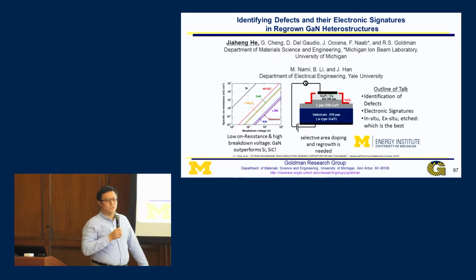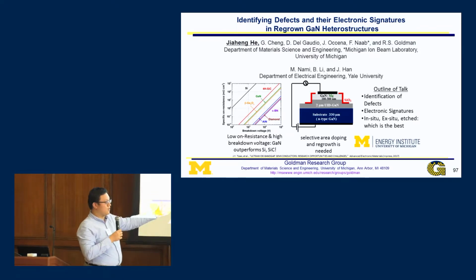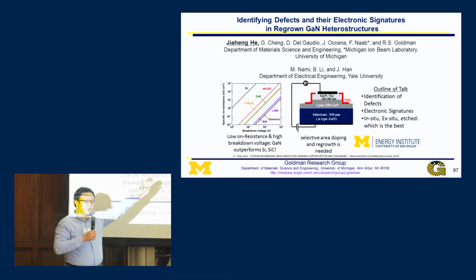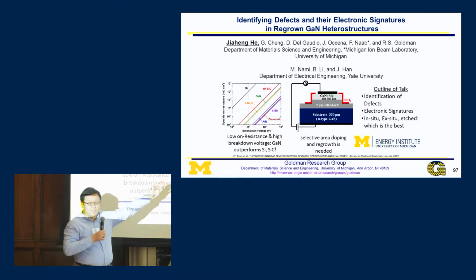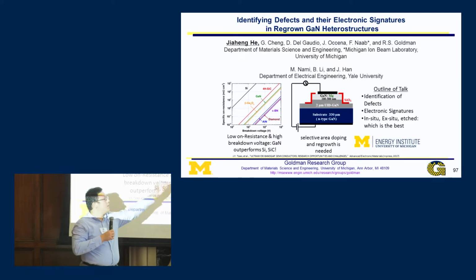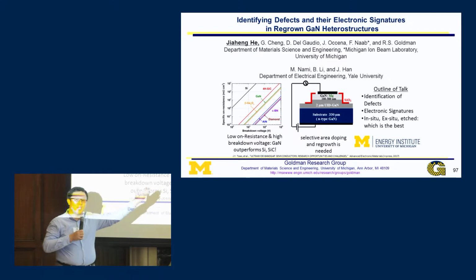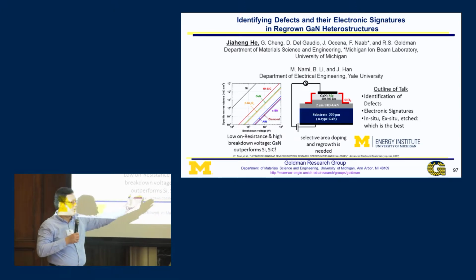The most promising structure for electronic devices is what's called a vertical structure. We have magnesium doped gallium nitride on the top, intentionally doped gallium nitride in the middle, and N-type doped gallium nitride in the bottom. I know some people are not familiar with P-type and N-type. I'll explain that in the next slide.